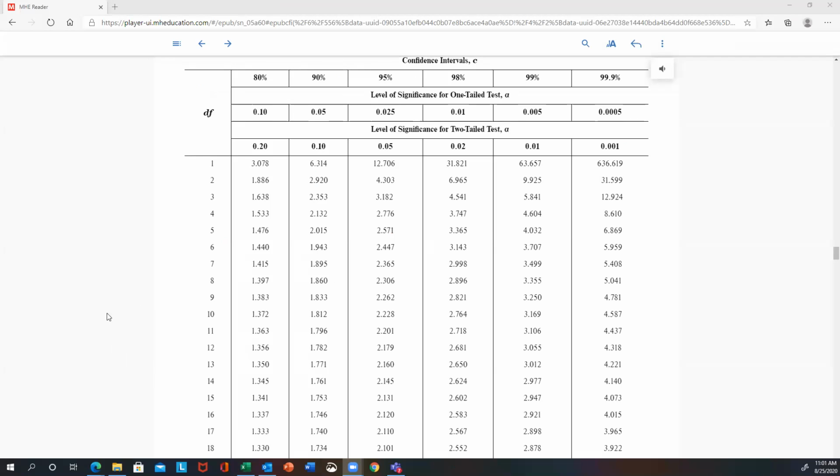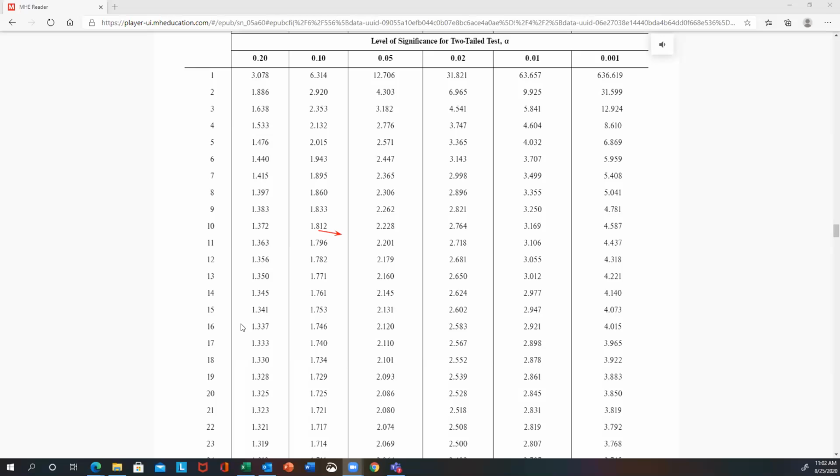Here is your table, and you'll notice at the top, here's your column of 90%. And you're looking for a degree of freedom of 19. It's going to be right below there. Let me move that down. And then you can see, there it is, there is the 1.729, which is right there. There you go. So that's how you use it.